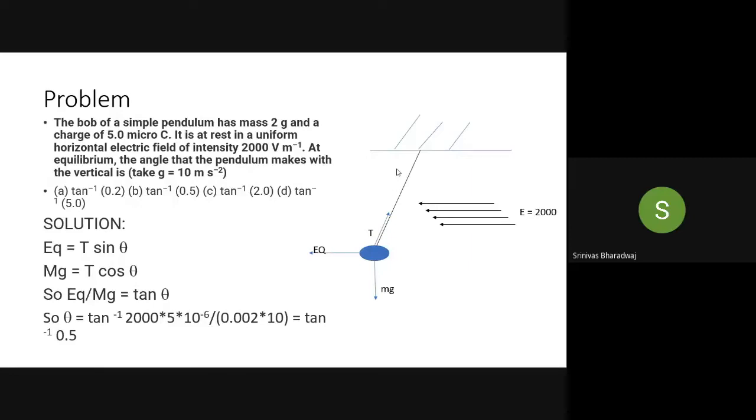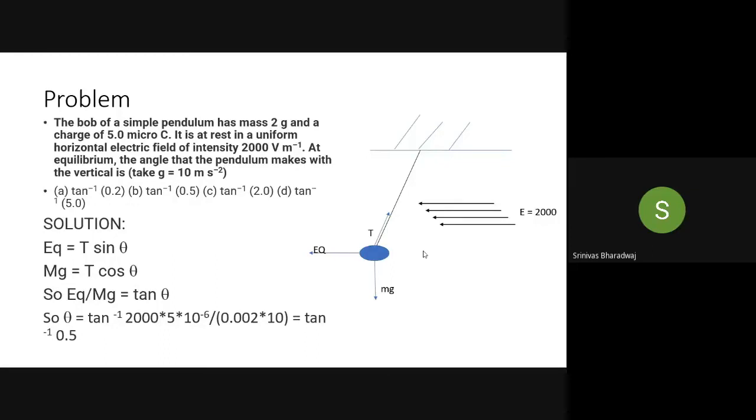So mg you know, EQ you know, and it's at rest. So what is the angle theta? EQ equals T sine theta. If this angle is theta, this angle is theta, therefore T sine theta is the component along this direction. So T sine theta equals EQ, where E is the electric field. They've given you the electric field, 2000. Then T cos theta equals mg. If you divide the two, you eliminate T. Therefore, tan theta equals EQ by mg, and therefore theta equals tan inverse of EQ by mg.